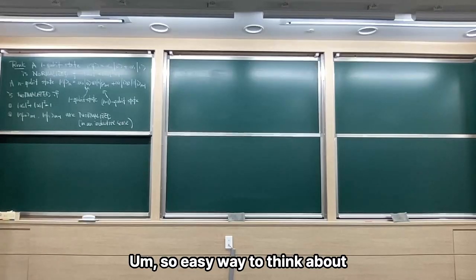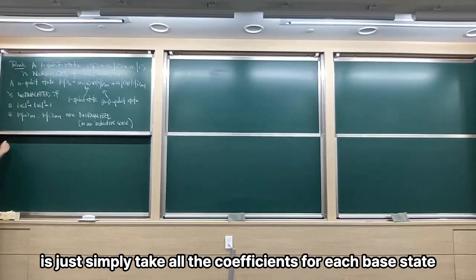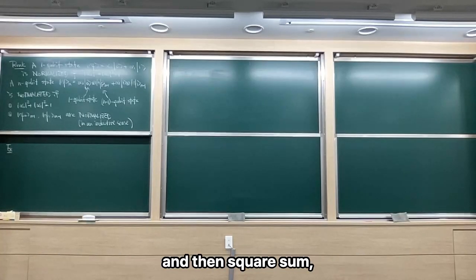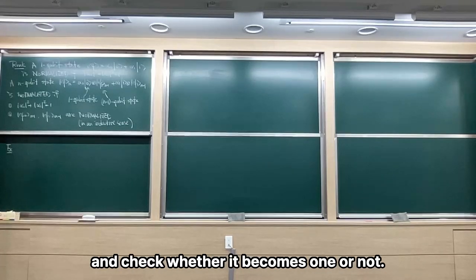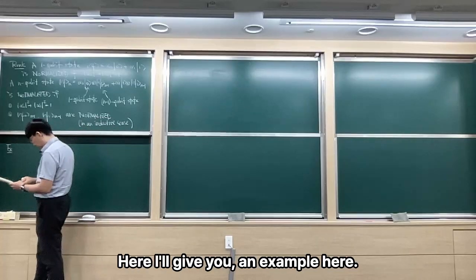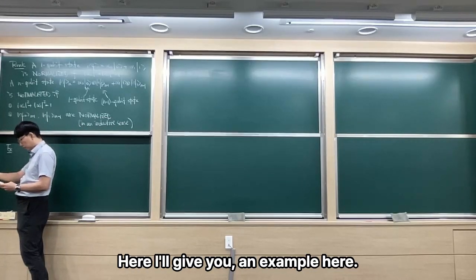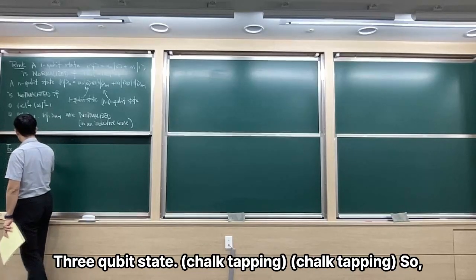So an easy way to think about whether the quantum state is normalized or not is just simply take all the coefficients for each base state and then square sum, like taking the square absolute value and then square sum and check whether it becomes 1 or not. So here's an example. Let's look at this one, a 3-qubit state.